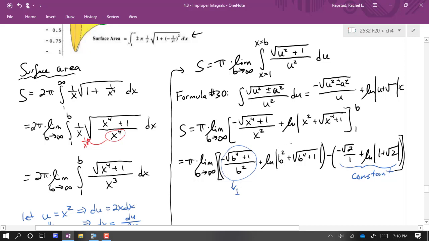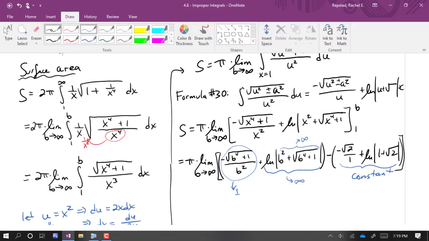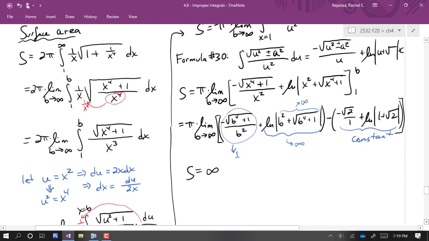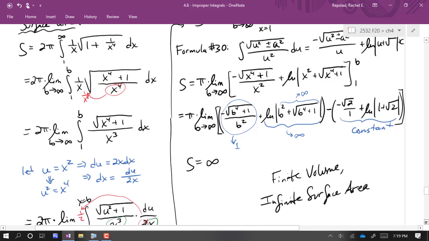As b approaches infinity, this whole argument inside the ln approaches infinity, which means the ln itself approaches infinity. So look, if one part of it approaches infinity, while the others are approaching constants, then that means the whole thing blows up. This surface area is infinite. So, finite volume, infinite surface area. Wow.